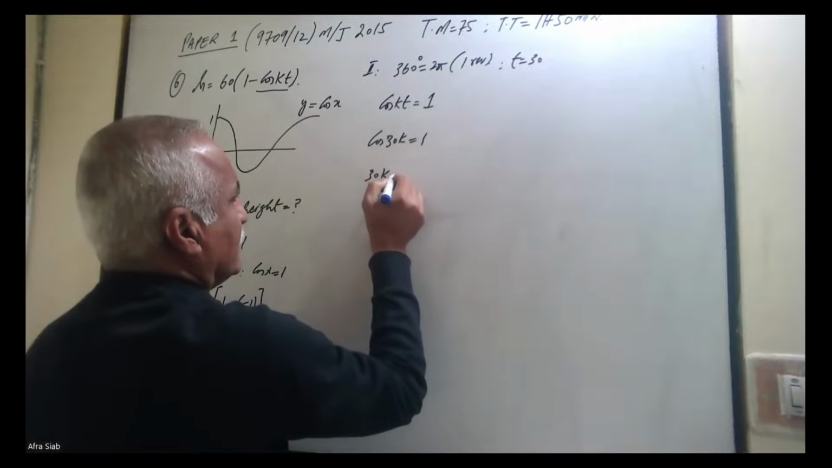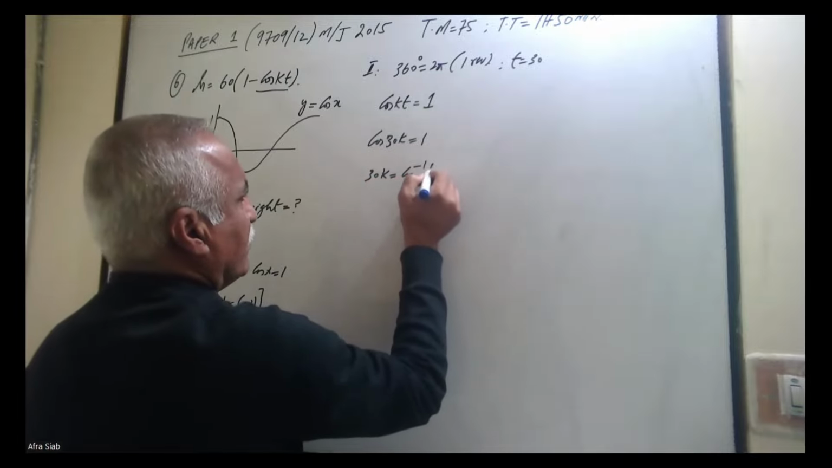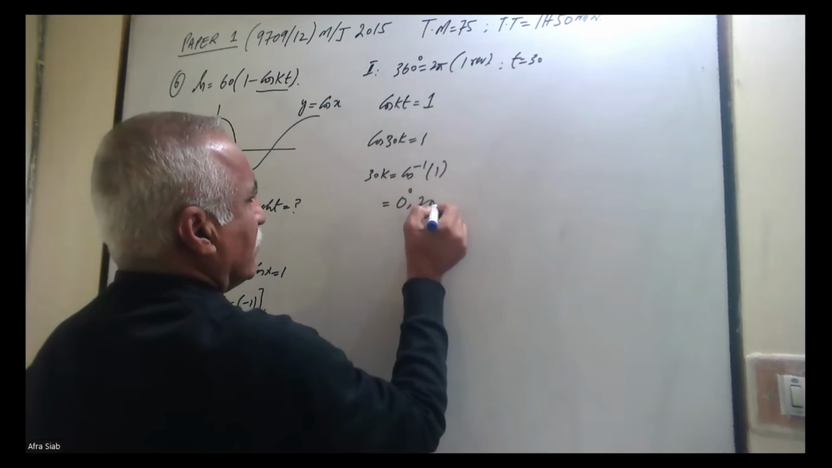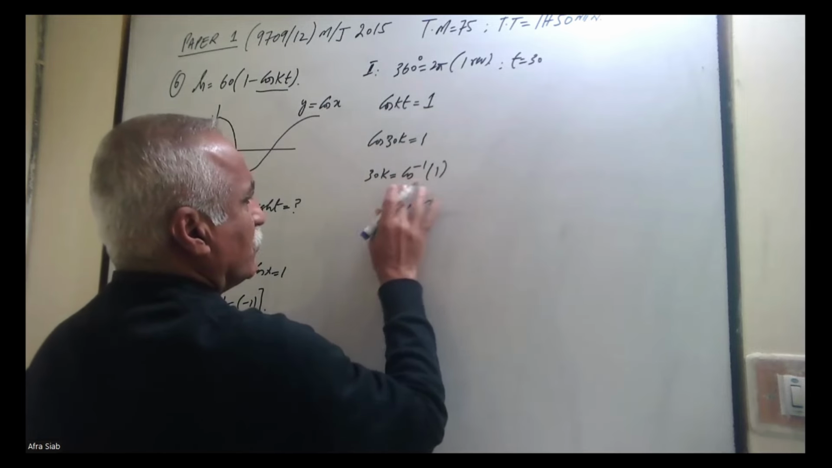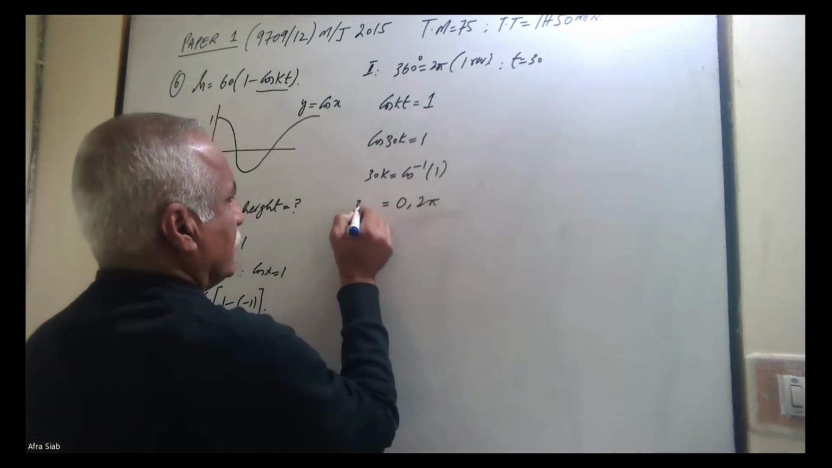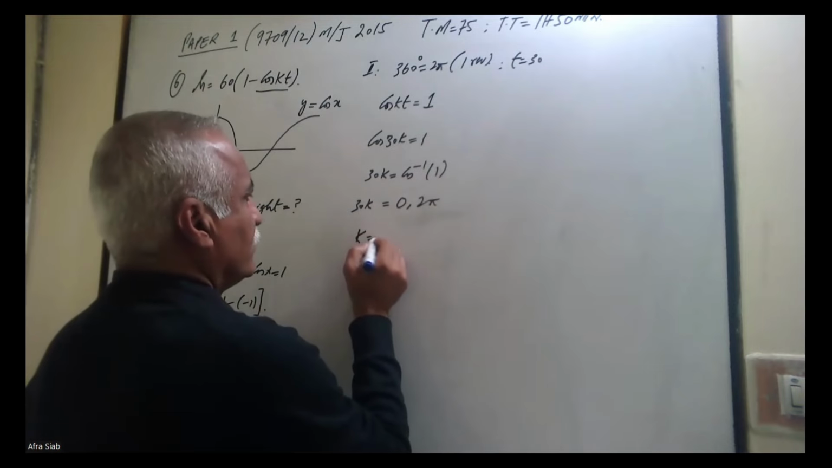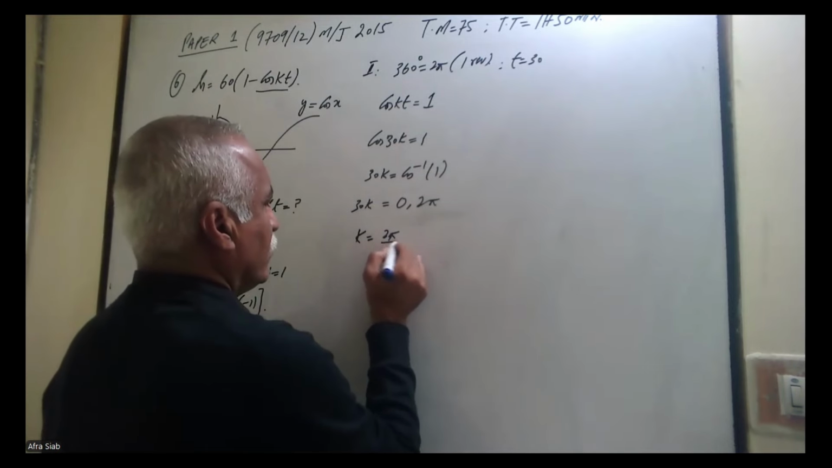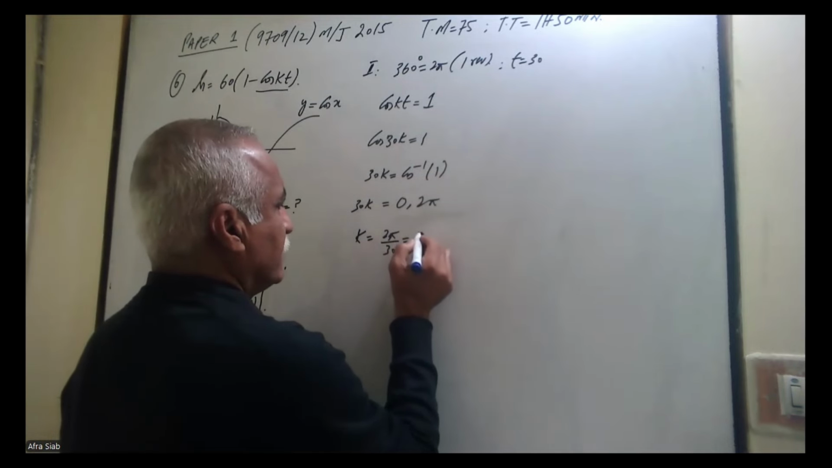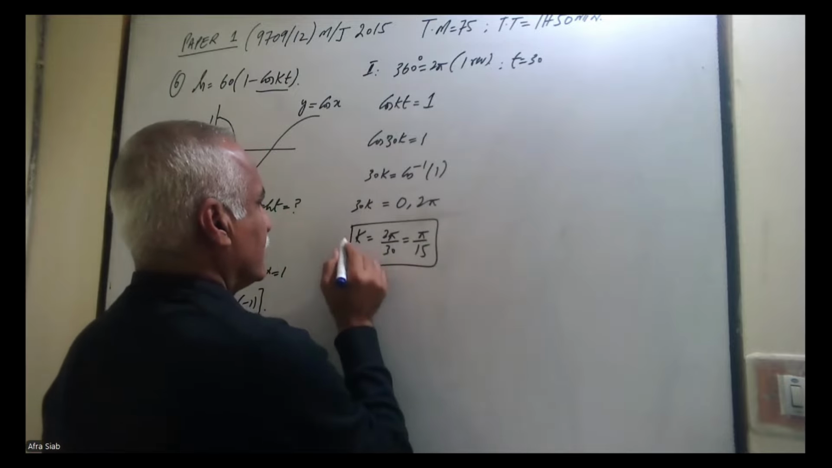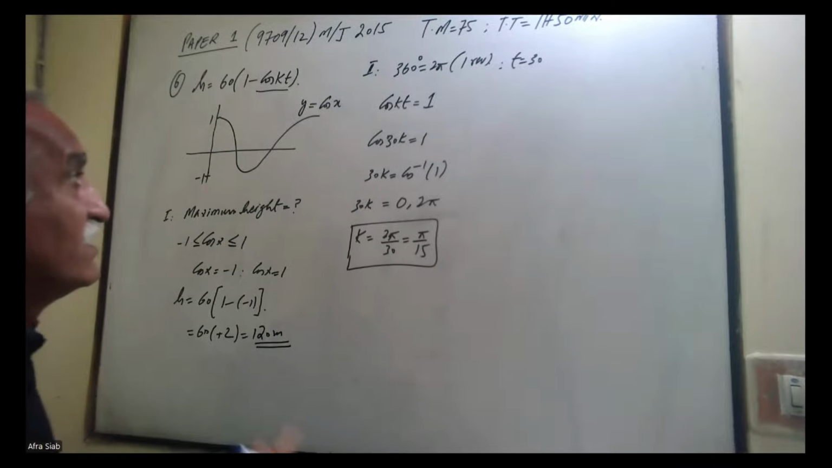Or 30k is equal to cos inverse of 1, which is either equal to 0 radians or 2 pi radians. That is equal to 30k there. So the k value is equal to 2 pi over 30, or pi by 15, which we have to show in the second part, that it is going to make 1 cycle in 30 minutes there.